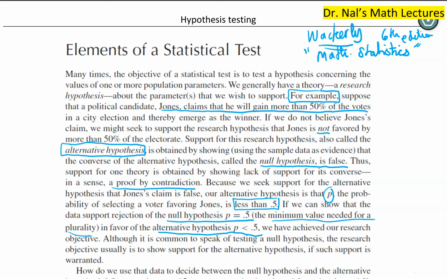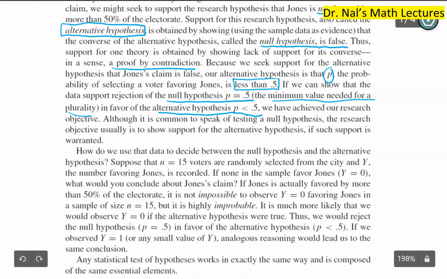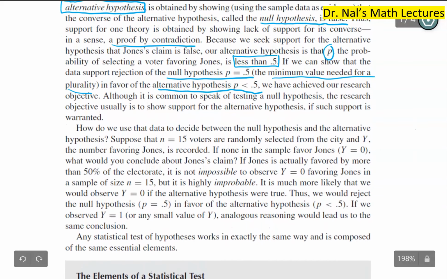We have achieved our research objective. Although it is common to speak of testing a null hypothesis, the research objective usually is to show support for the alternative hypothesis if such support is warranted. How do we use that data to decide between the null hypothesis and the alternative hypothesis?